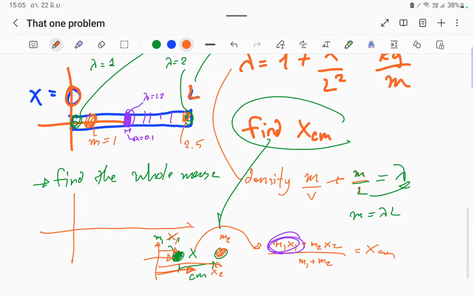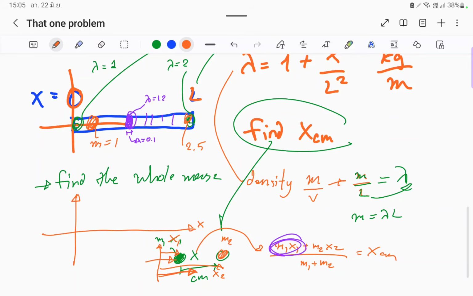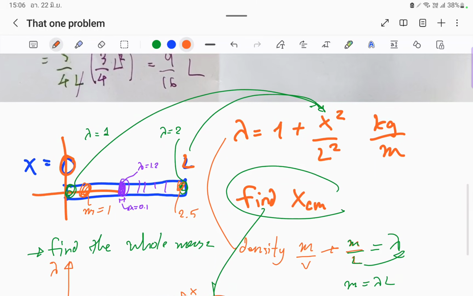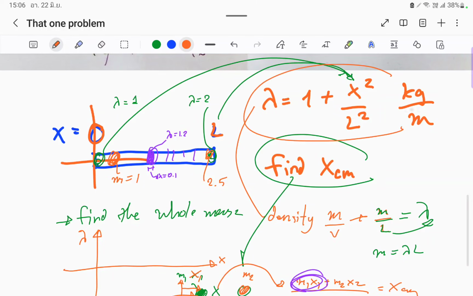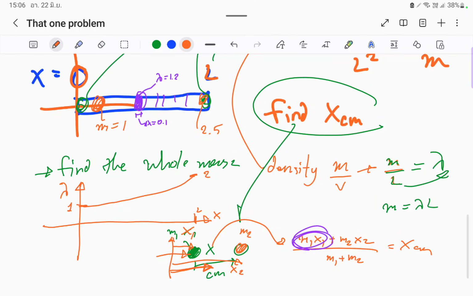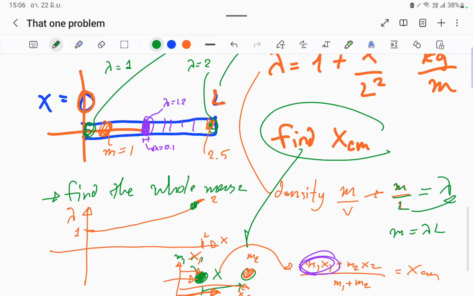This is the graph of the x-axis, but the y is not a typical y that you're used to. I'll call this y lambda, and lambda is equal to 1 plus x squared over L squared kilogram per meter. So it's probably something like this, with the end at x equal to L equal to 2 and this place equal to 1. This is the density function of this rod. You can see that toward the end of the rod, the density is higher, which means that the mass in this part is going to be higher than this part, also if you chop it into smaller pieces.